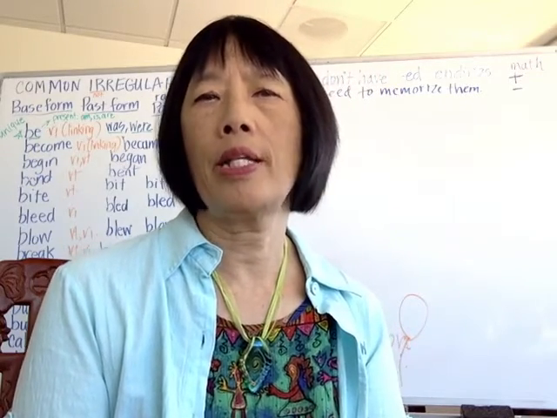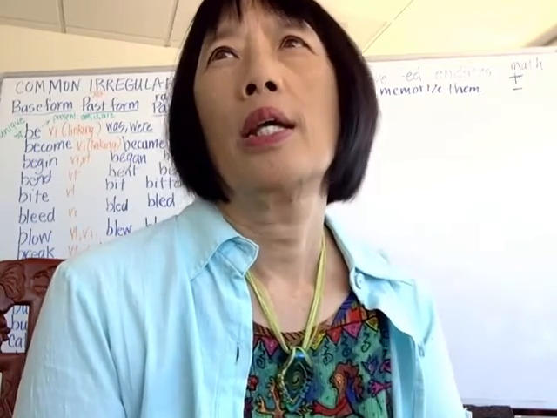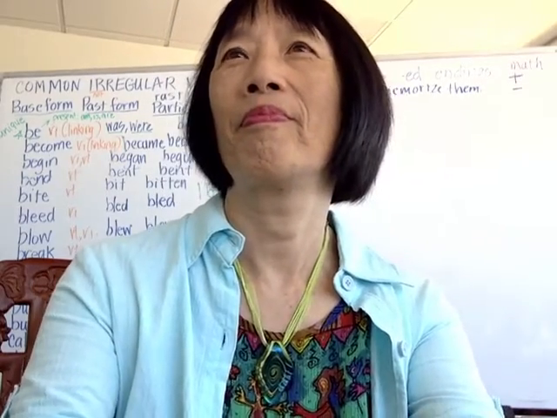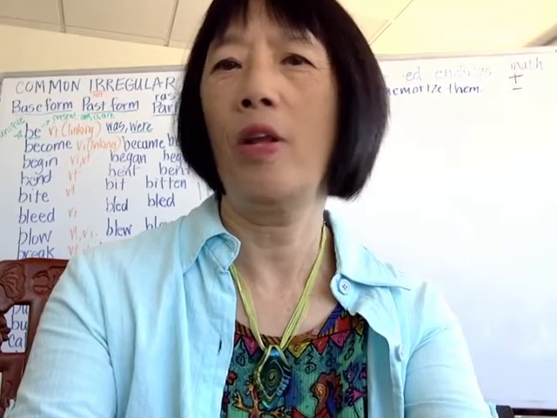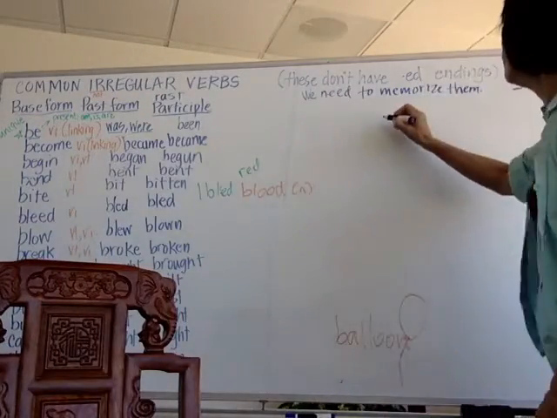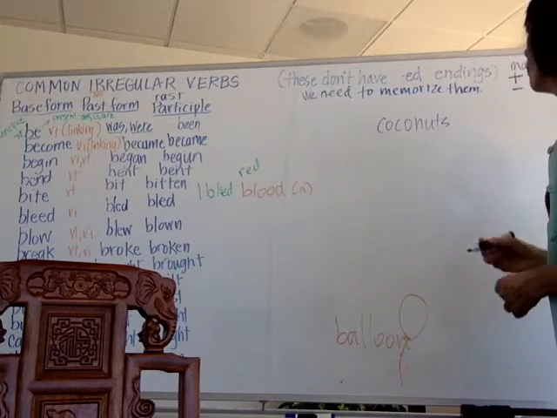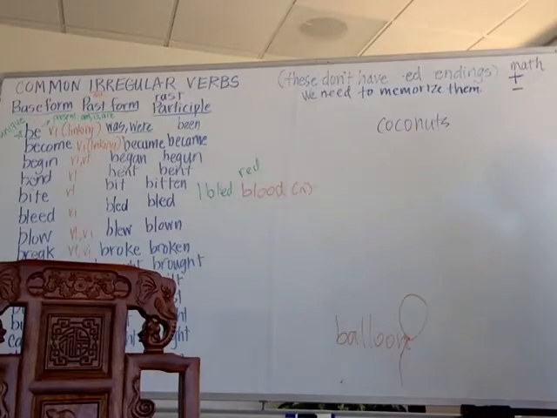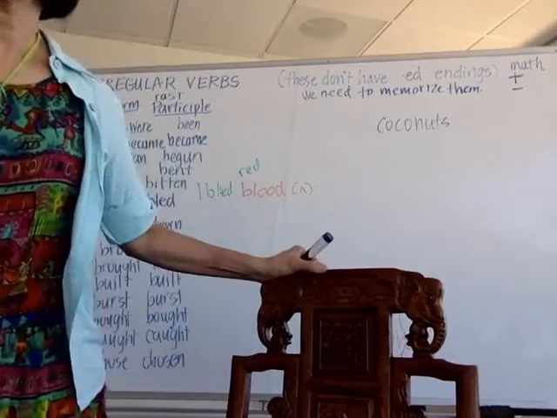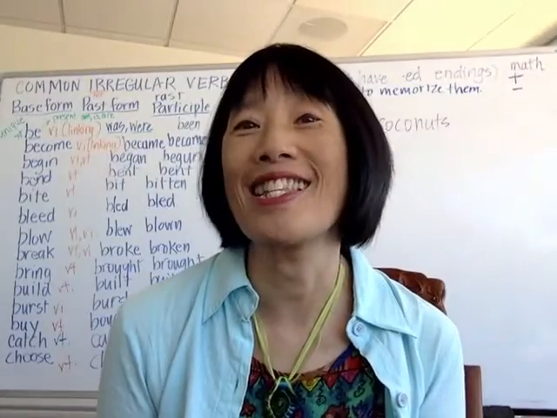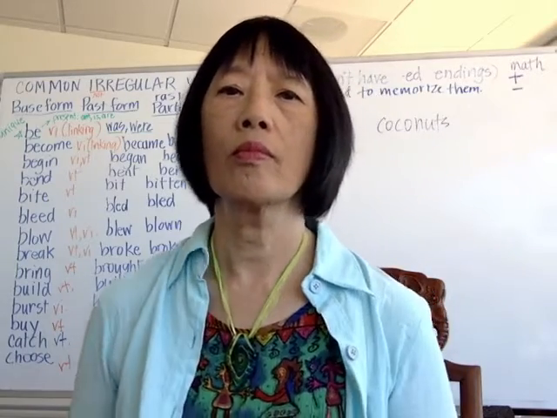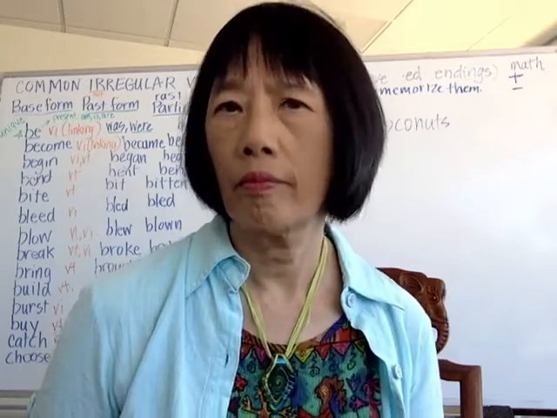Now I'll ask you a different question. Pay attention to the verb I'm asking you, okay? Did you buy 5,000 coconuts? No, I didn't buy 5,000 coconuts. I bought 50 coconuts. Okay, good. Tell me again. Did you buy 5,000 coconuts? No, I didn't buy 5,000 coconuts.